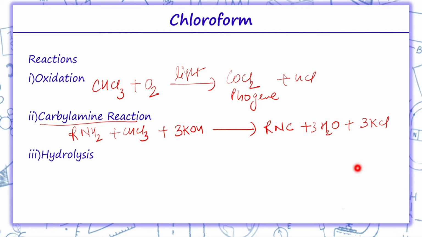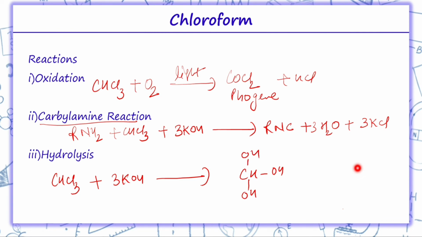Coming on to the next, which is hydrolysis. CHCl3, on hydrolysis, will form CH(OH)(OH)(OH), as all the chlorine groups will be replaced by OH. Now 3 OH groups on 1 carbon is unstable, so water will be removed from here.